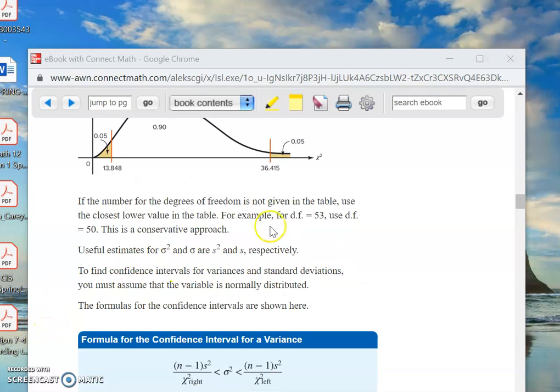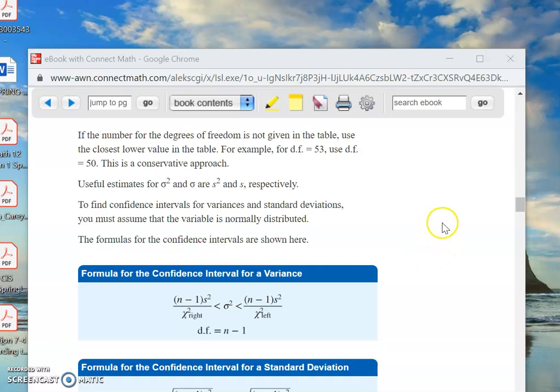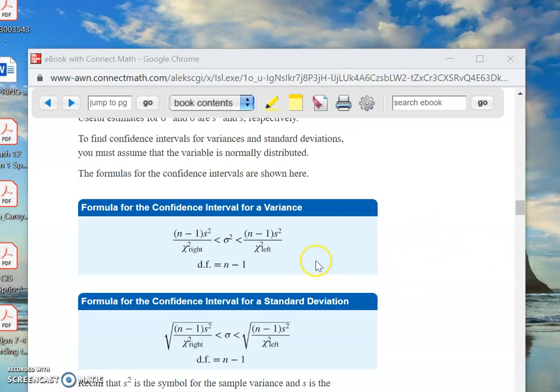Okay, and he talks here about what do you do if you don't have the degree of freedom in the table. What do you do? It's just very straightforward. I'll let you read that. Okay, so now this is the proof of the pudding right here.